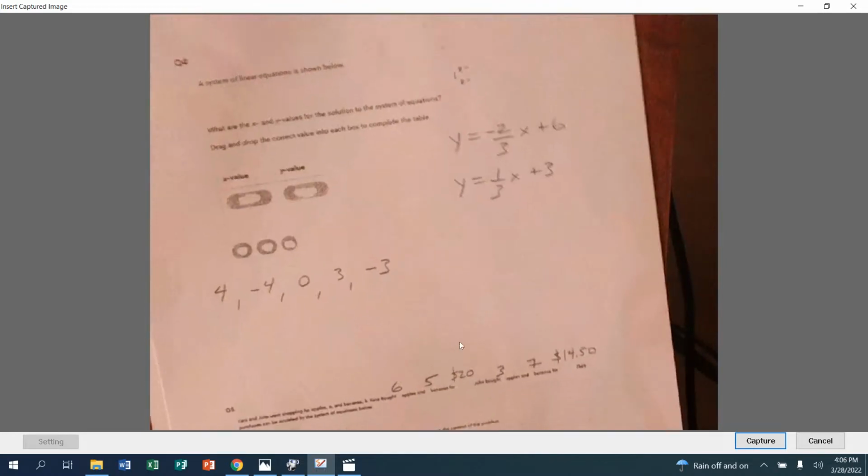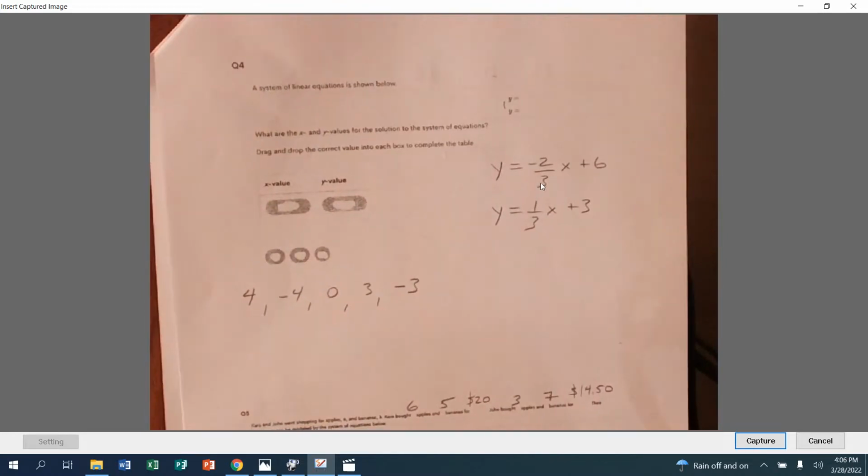All right, number 4. I want you to write these 2 equations. Y equals negative 2/3 X plus 6. Y equals 1/3 X plus 3. And of these numbers I'm giving you, only one pair will give you, when you plug in the same number for X, the same numbers for Y.